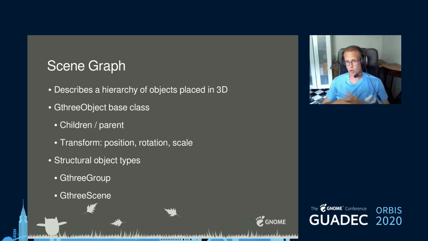There are also some structural types like GThree group, which is kind of like a GTK container, in that it doesn't really do anything. It just groups things together, so you can transform them and refer to them as one. We have a scene object, which is basically a group, but it has some extra properties used for the root object, such as background color. You can have a scene object wherever you want, but the scene-specific properties are only used if it's the root in the hierarchy.